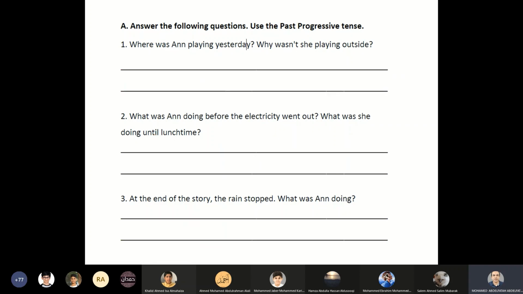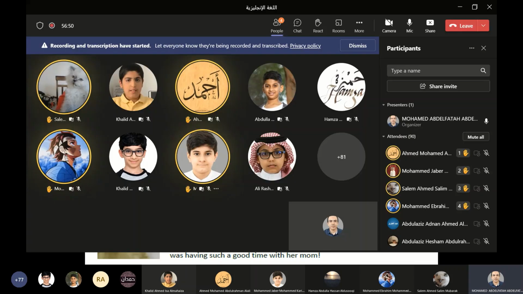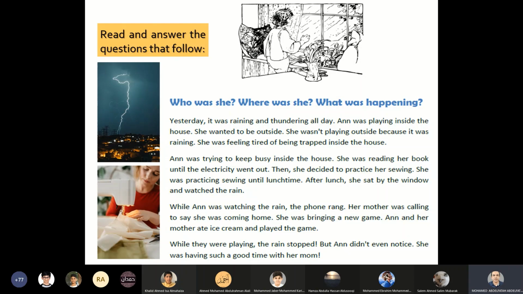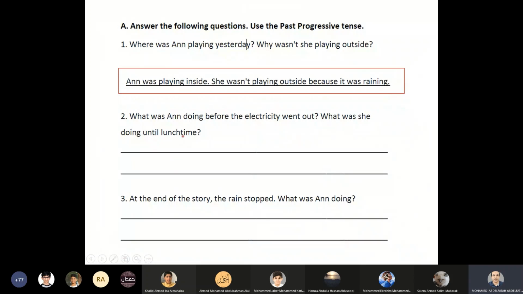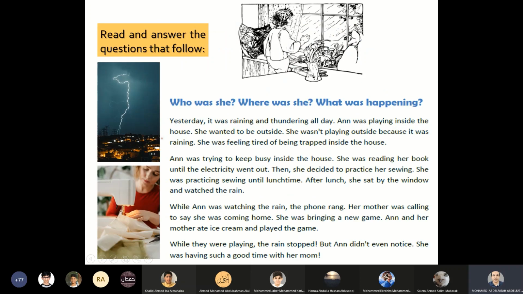And here is the reading again, and I will ask any one of you students to answer the question. Muhammad, Salim, Muhammad Ibrahim, Khalid Ahmed. So we have got Khalid. Khalid, the question is, what was Anne doing before the electricity went out? She was reading a book. What was she doing until lunchtime?